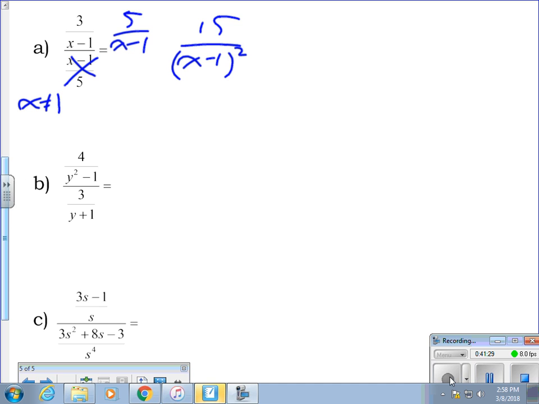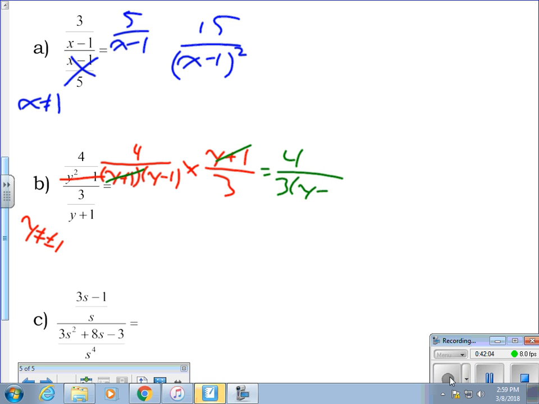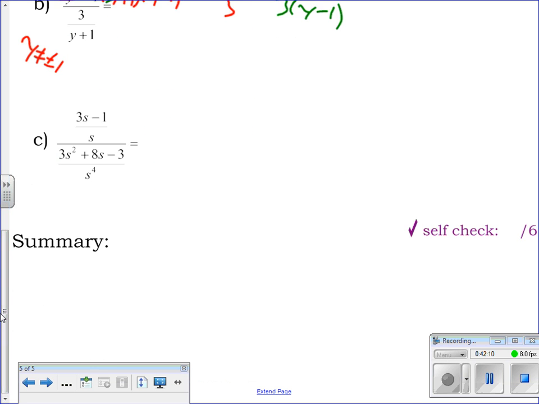Second one, I do need to factor. y squared minus 1 is (y plus 1) times (y minus 1). So I can't have plus or minus 1. y cannot be plus or minus 1 on this one. Okay. Once again, I'm just going to slide the 4 over here, invert and multiply, (y plus 1) over 3, and my (y plus 1)'s cancel. So I get 4 over 3 times (y minus 1). Easy peasy.